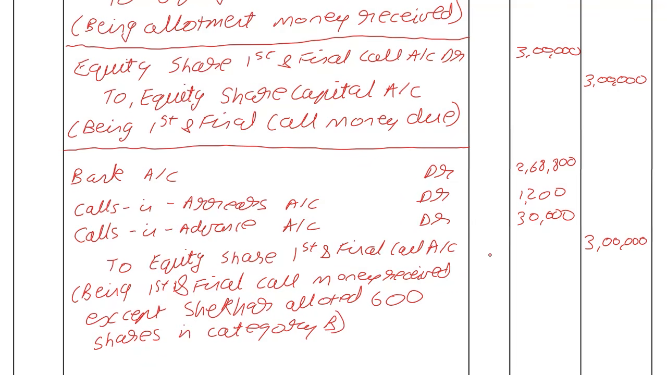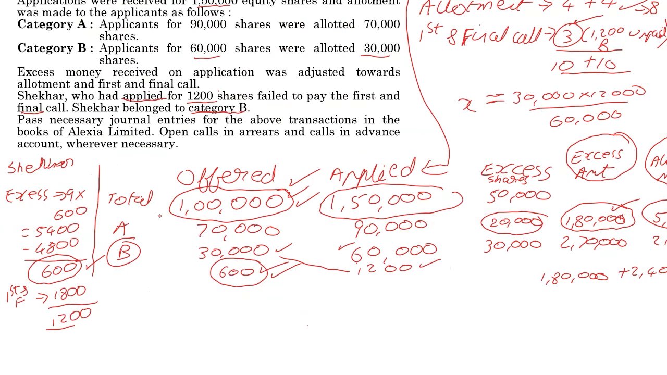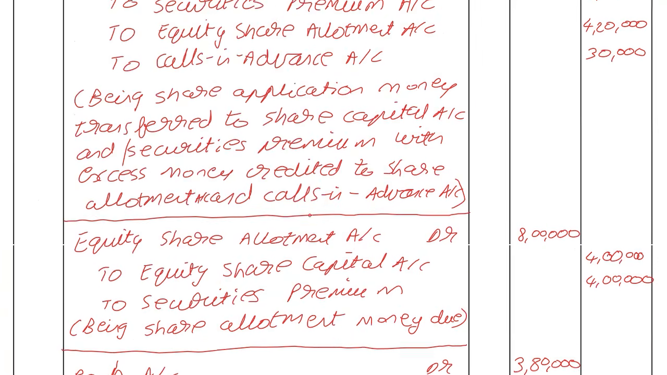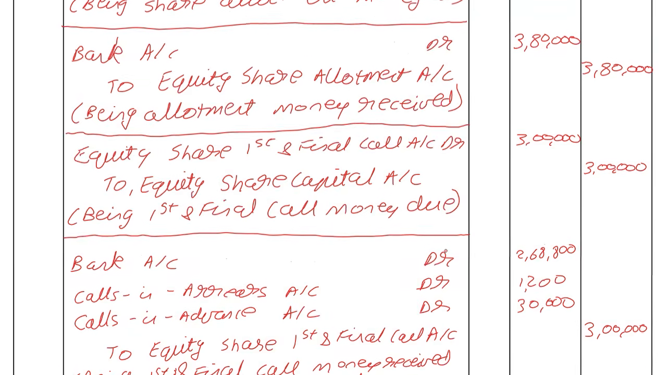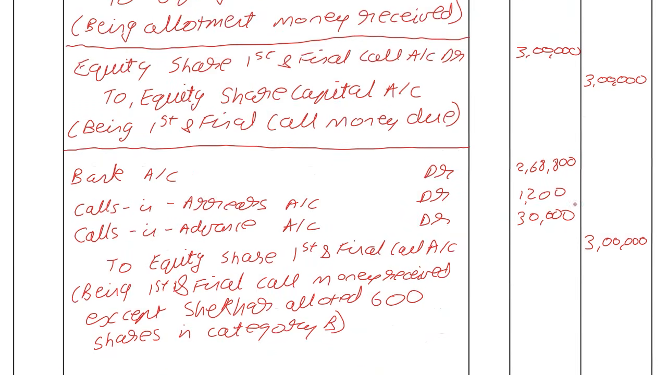Next, anything else? Have they asked us to cancel shares? Have they asked us to do anything? Let us see. Open calls in arrears, calls in advance. Now remember the calls in arrears account gets closed if we cancel shares. Calls in advance, if you check, was opened here for 30,000 and closed over here for 30,000. We have not been asked to do anything else beyond this.